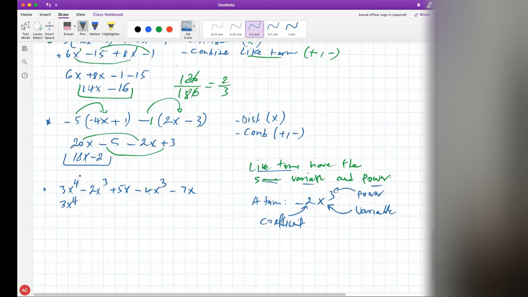Okay, we can cross this out. We're done with this. What else do we combine? Negative 2x to the third minus 4x to the third. That's right. These two happen to have the same variable and power. We can combine them. So we combine basically their coefficients. The coefficient here is -2. The coefficient here is -4. The coefficient is the number in front of the variable. What do you get from -2 minus 4?